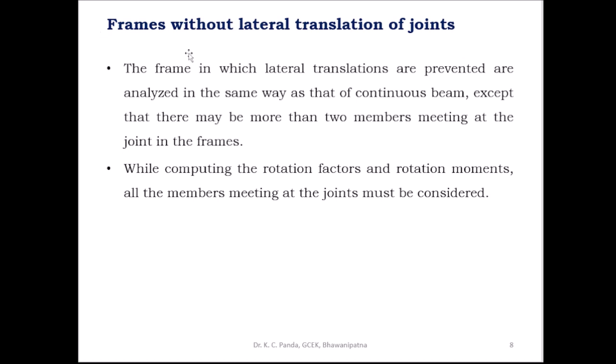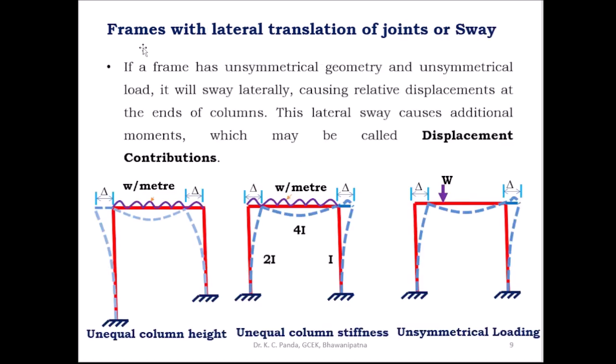So first, coming to frames without lateral translation of joints. Frames in which lateral translations are prevented are analyzed in the same way as continuous beams, except that there may be more than two members meeting at a joint in frames. While computing the rotation factors and rotation moments, all the members meeting at joints must be considered. As you know, in the analysis of members without lateral translation of joints, in a similar way you can also analyze the frame without lateral translation of joints. Then coming to frames with lateral translation of joints, or sway.